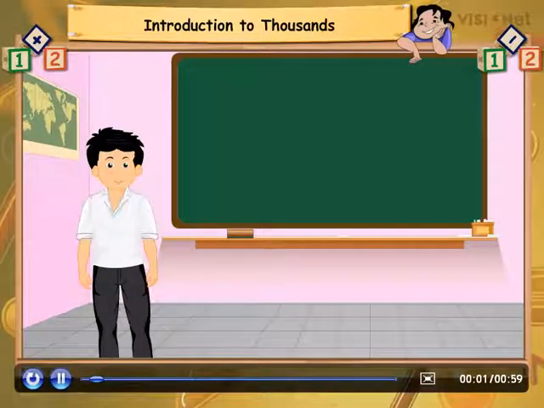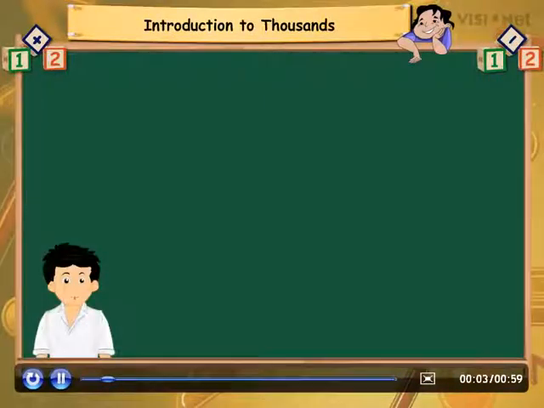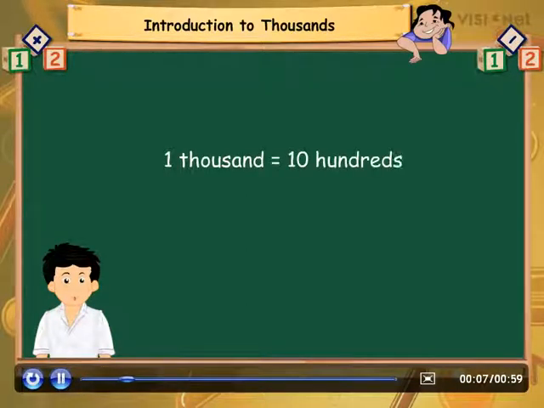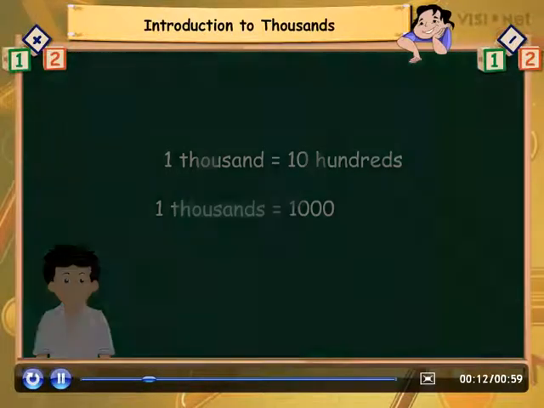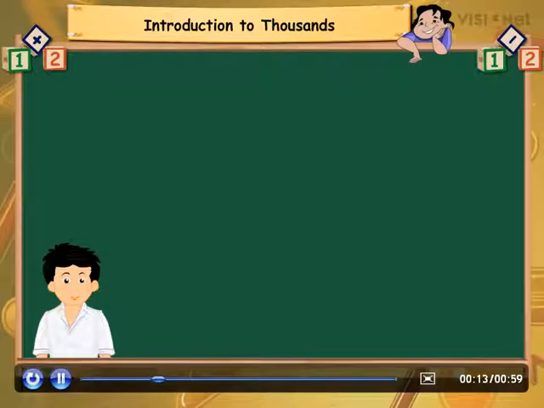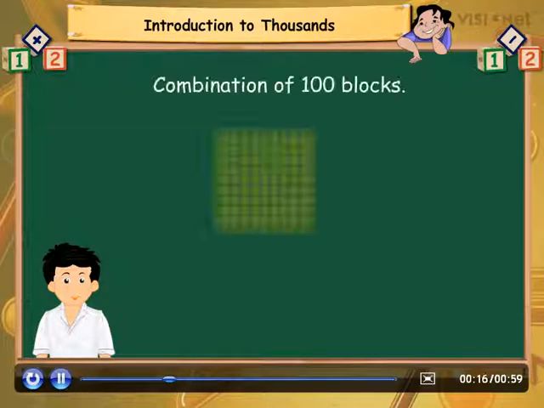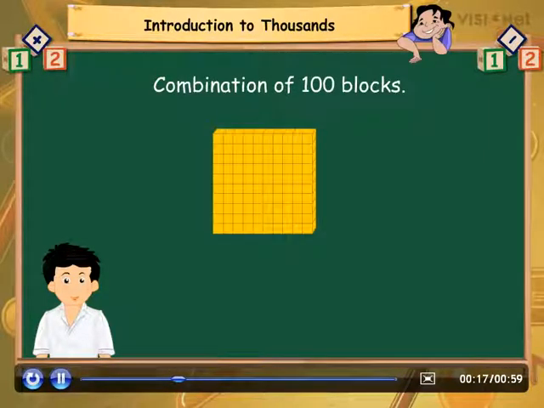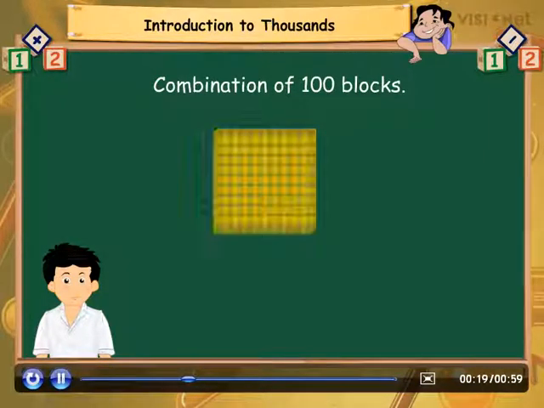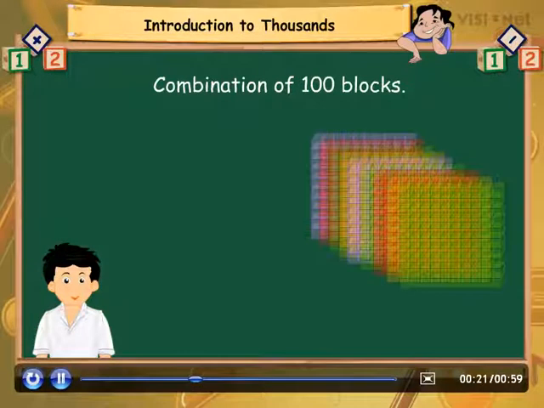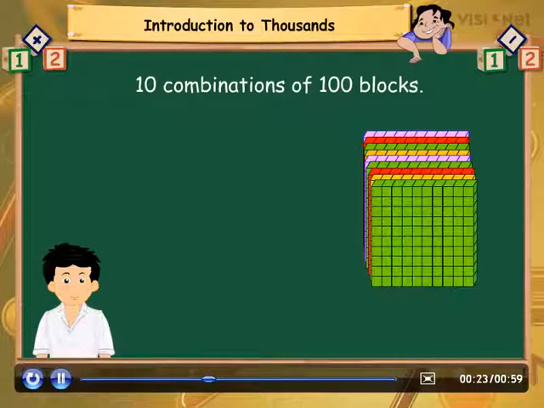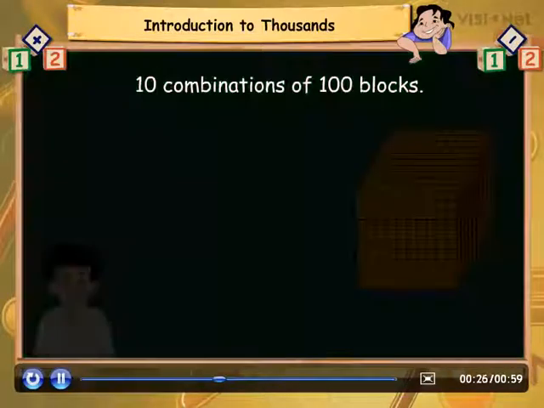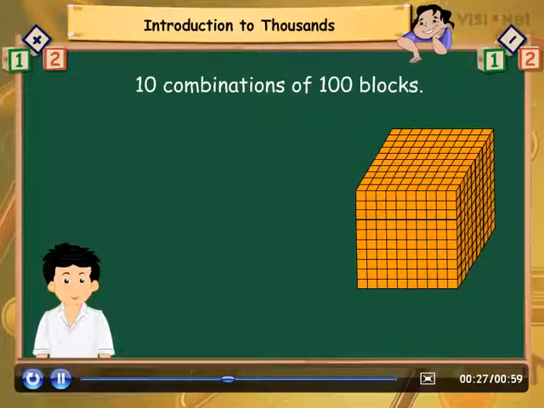Introduction to thousands. As we know that 1000 is nothing but the group of 10 hundreds, it is numerically written as 1000. Let us try to represent 1000 in the form of figure. We know that 100 can be represented by this figure. As 1000 is a combination of 10 hundreds, the figure that represents 1000 looks like this.